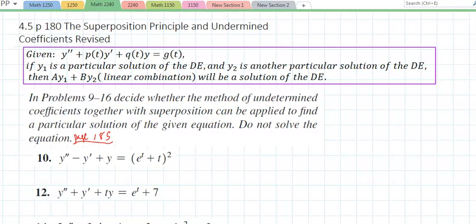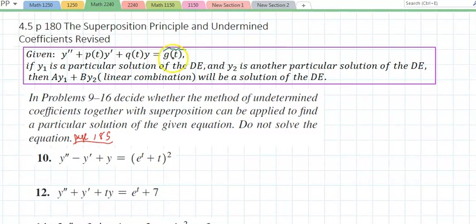Alright, section 4.5 is on page 180, talks about the superposition principle and undetermined coefficients revisited. So it's kind of a combination of the homogeneous and non-homogeneous, but now we're adding to it. Suppose you have g of t, which is the forcing function, and that consists of not one type of function, but multiple types of functions.